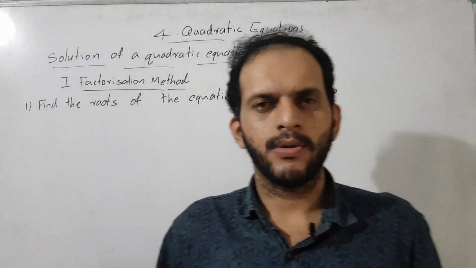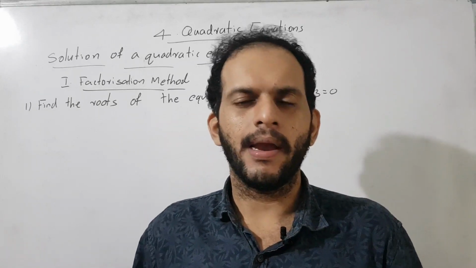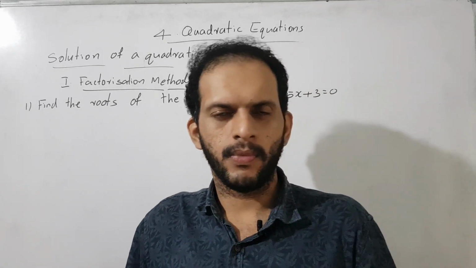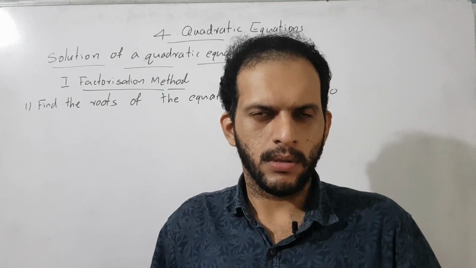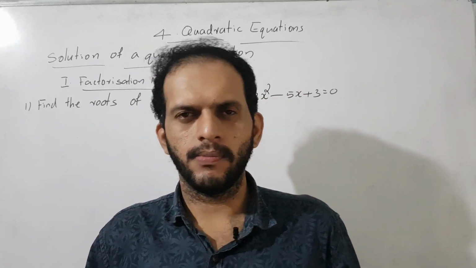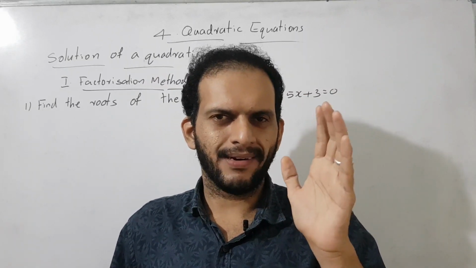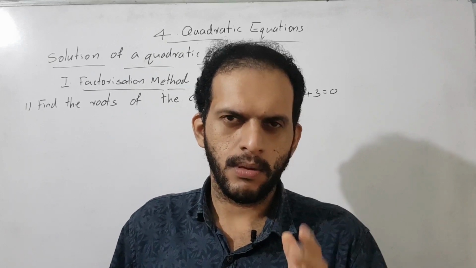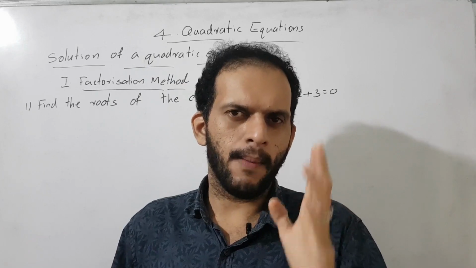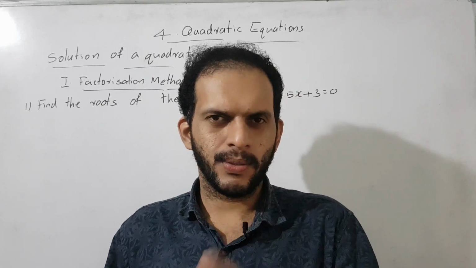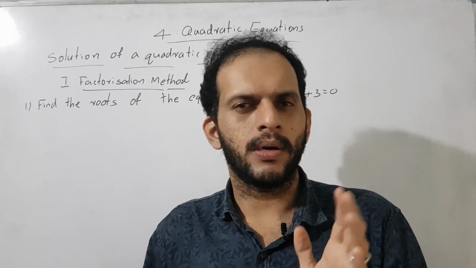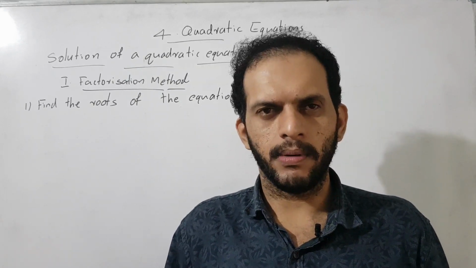Okay, next we discuss the next idea, solution of a quadratic equation. For finding the roots, the solutions or zeros of the quadratic equation, we have three methods. The first one is by factorization, other name is splitting the middle term. The second one is by completing the square method, and the last one is by using the quadratic formula. These are the three methods.